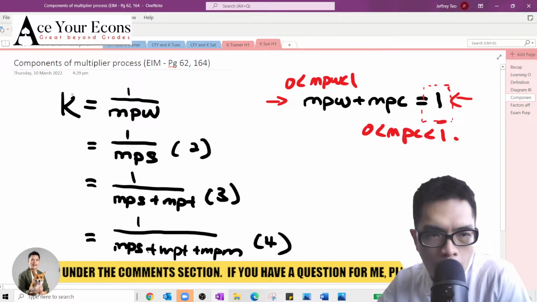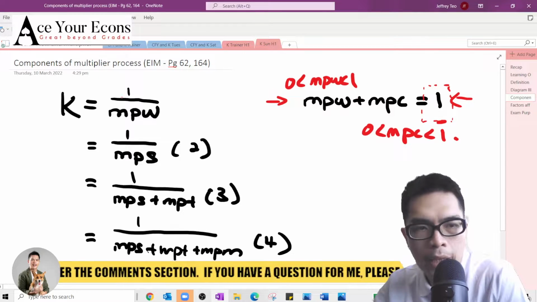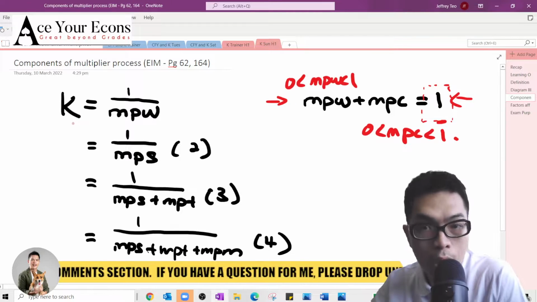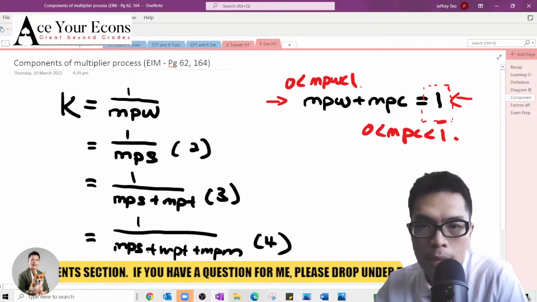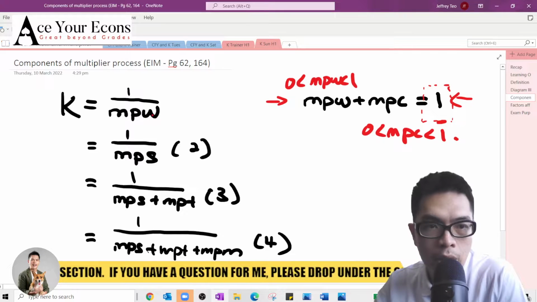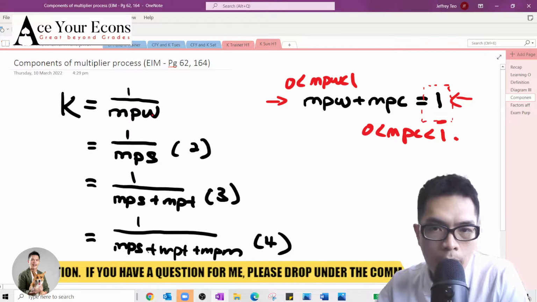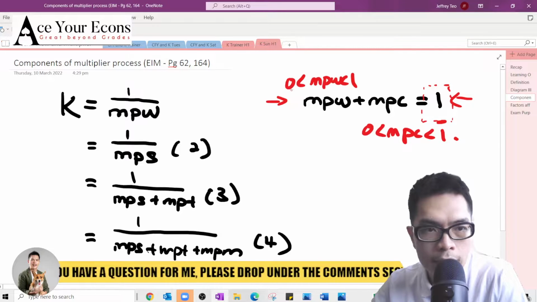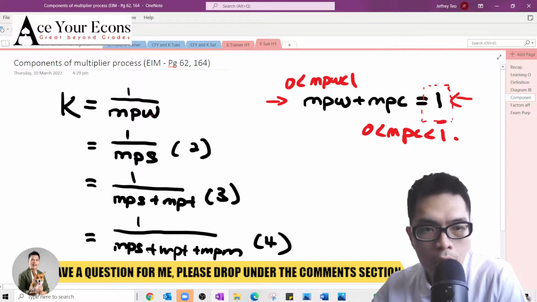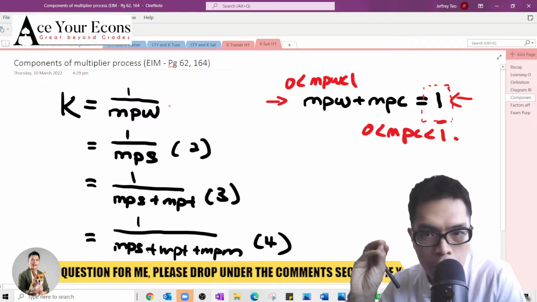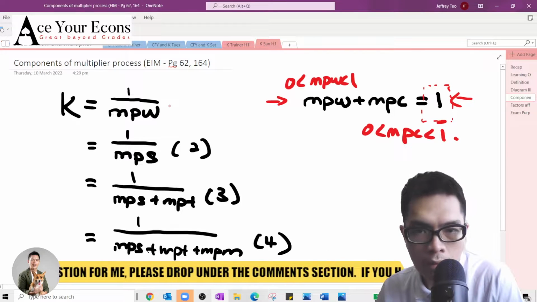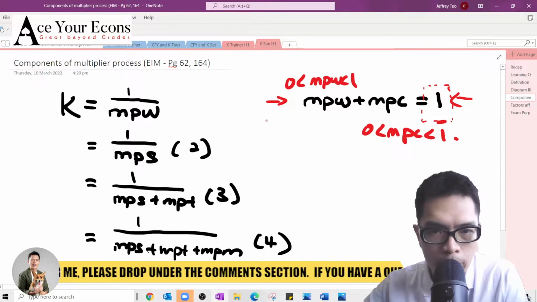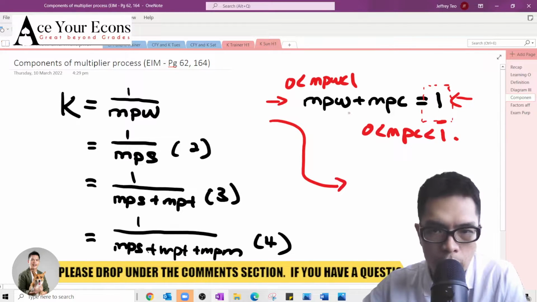Okay, and therefore you realize that the minimum size of your multiplier is 1, because 1 over the maximum MPW will give you 1, right? But if your MPW is significantly smaller, closer to the 0 range, then 1 over something really small will give you a huge multiplier. Okay? So another way to tabulate the multiplier is to convert this.